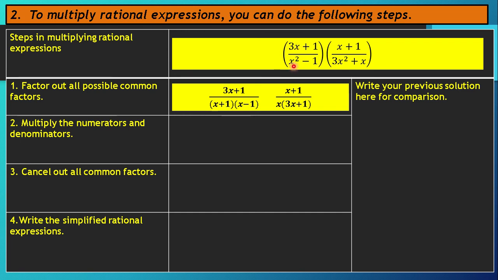Itong denominator natin, x squared minus 1, is again a special product. Ito ay isang difference of two squares. Kasi yung x squared ay perfect square, yung 1 ay perfect square, at ang middle operation natin ay subtraction. Kaya siya difference of two squares. So gaya ng naunang example natin kanina, ang factor ng difference of two squares ay sum and difference of two terms.